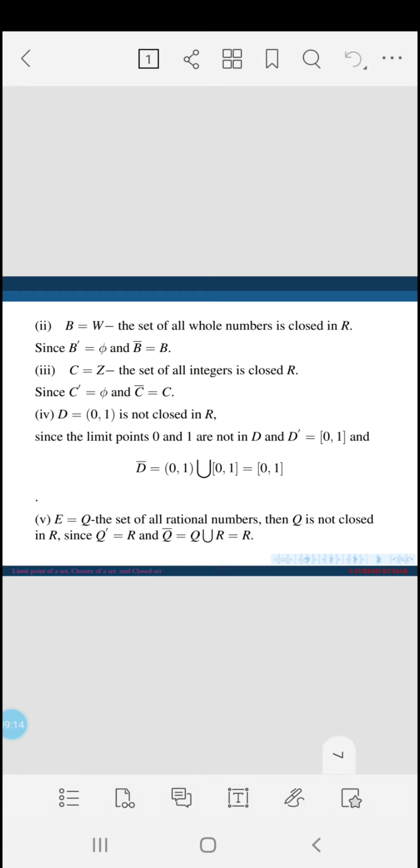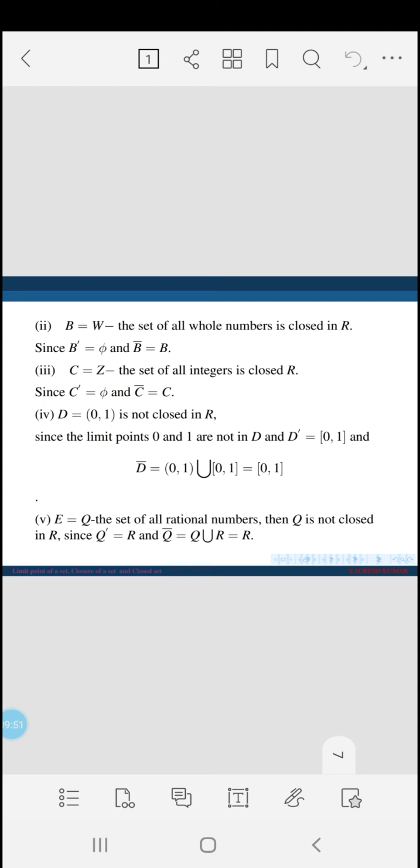For example, take D equal to the open interval 0 comma 1. Here 0 and 1 are limit points of D, since every neighborhood of 0 contains some element of D other than 0. Therefore 0 is a limit point of D.